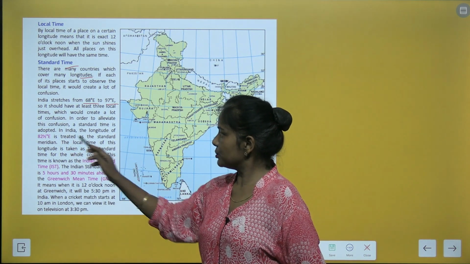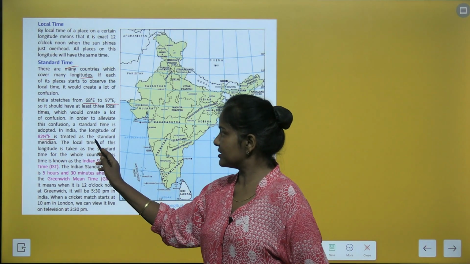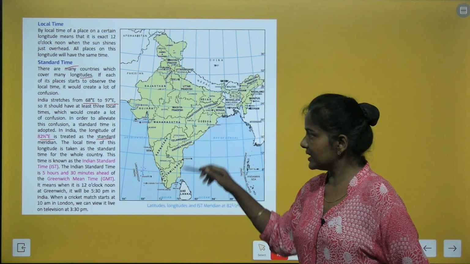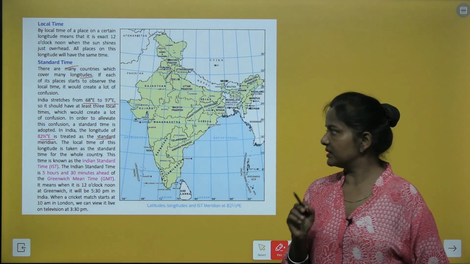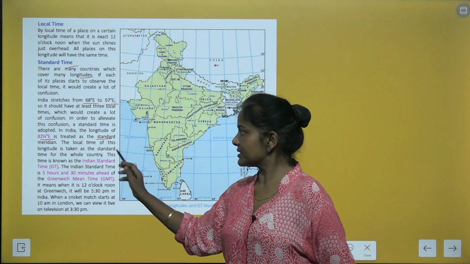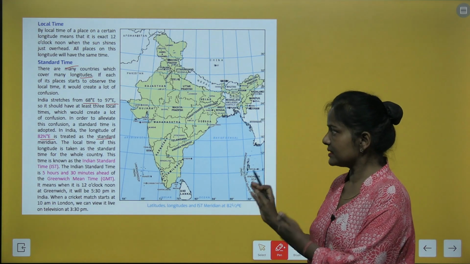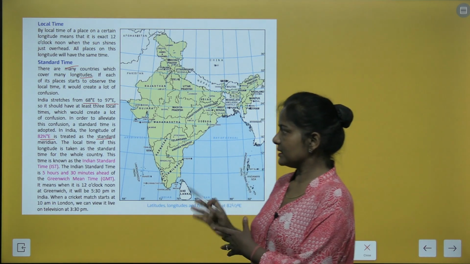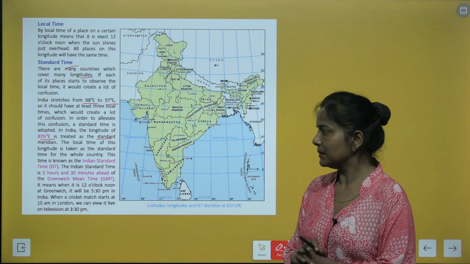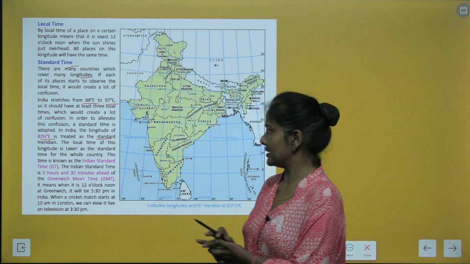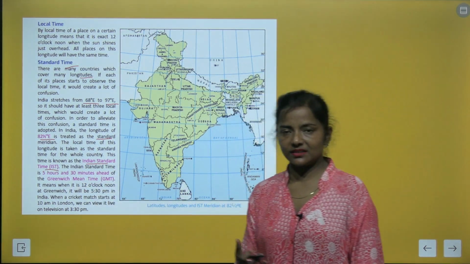In India, the longitude of 82.5 degree east is treated as the standard meridian. The local time of this longitude is taken as the standard time for the whole country. This time is known as the Indian Standard Time, IST.